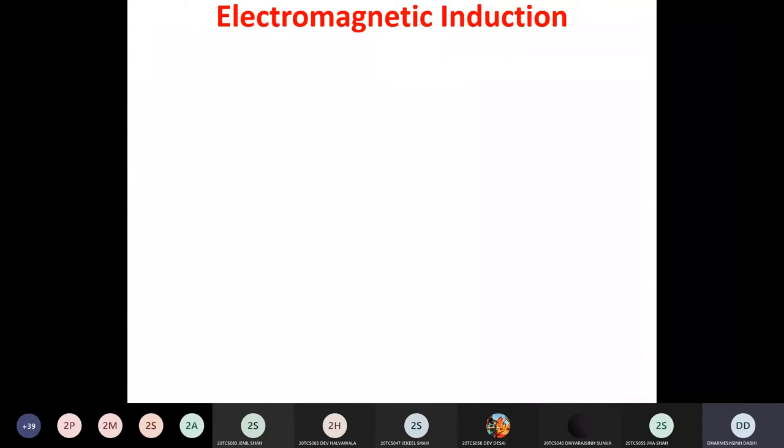Now, go for the next point, electromagnetic induction. Anyone know about this term, electromagnetic induction? What is called electromagnetic induction? Does anyone have an idea? What is the meaning of electromagnetic induction? Can you give me the answer, please?